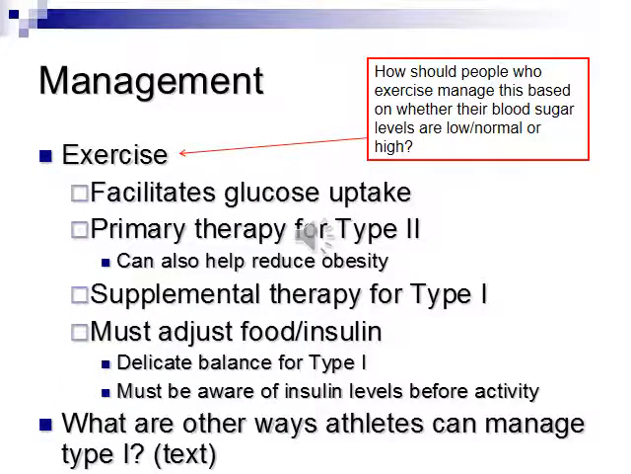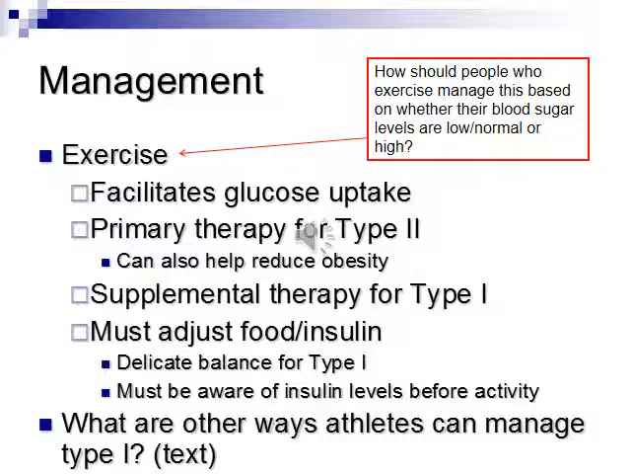Now, some general management guidelines. Exercise is a very important aspect of management for both type 1 and type 2, and we're going to talk about the different reasons why. First, a discussion board question which will be posted: How should people who exercise manage their activity based on whether their blood sugar levels are low, normal, or high?